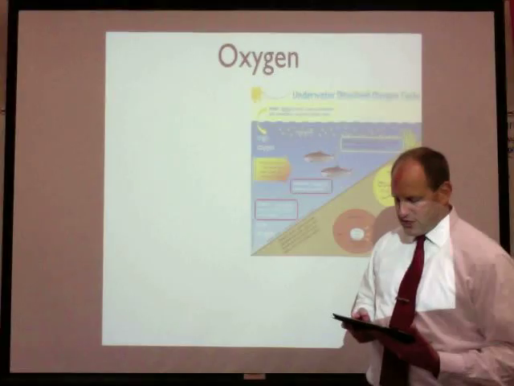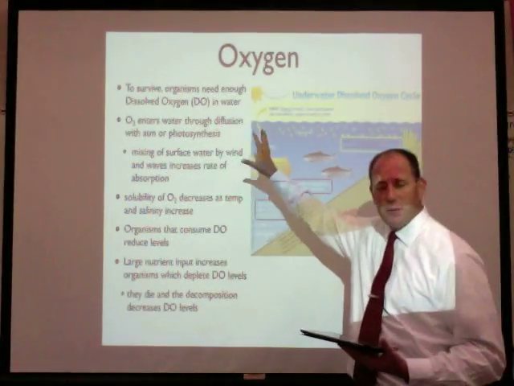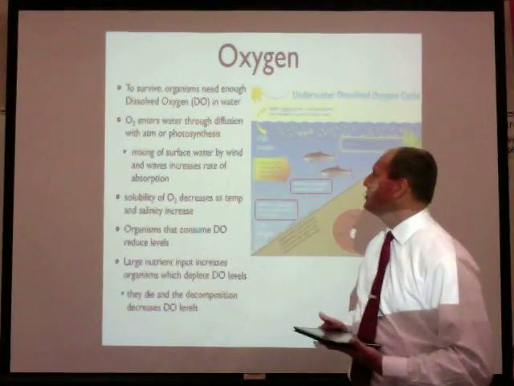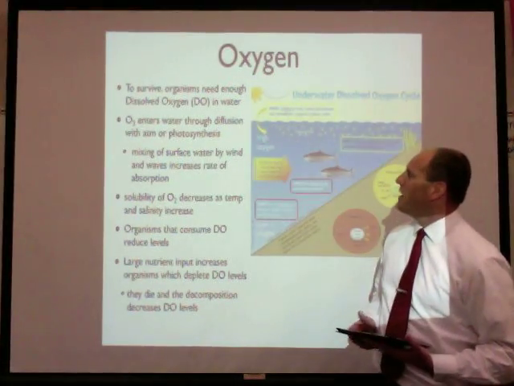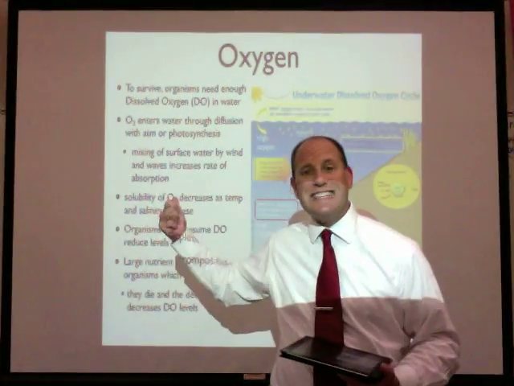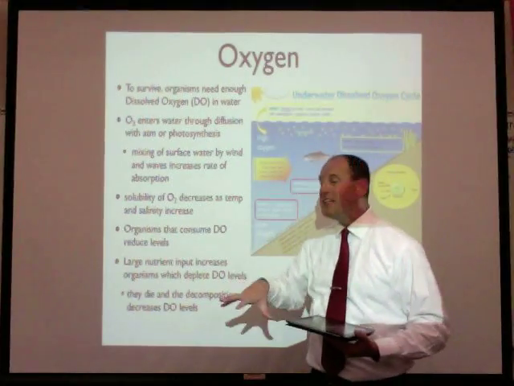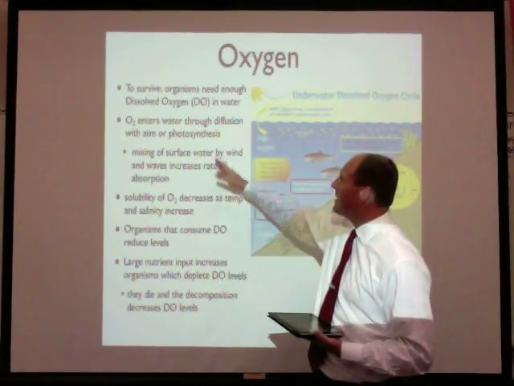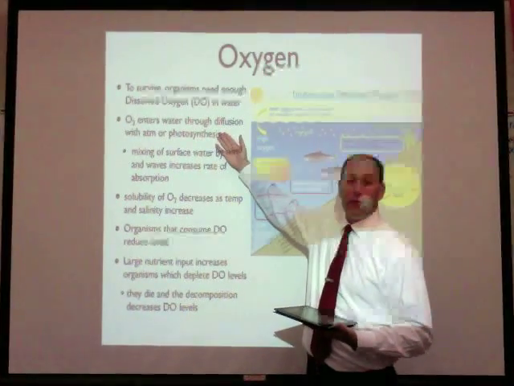We have the oxygen cycle. For the oxygen cycle, a few things here. Let me run through this stuff and then we'll get to allow you to write this information down. To survive, organisms need what we call dissolved oxygen, DO, in the water. So we have to have that oxygen dissolve into the water. How does it get there? Through diffusion with the atmosphere or through organisms that are performing photosynthesis.